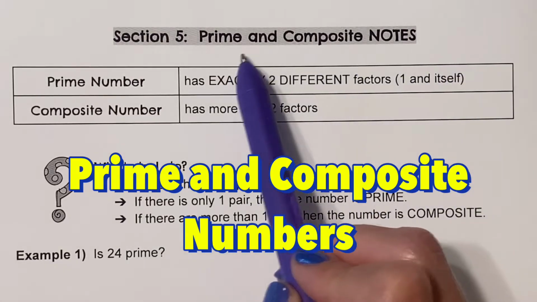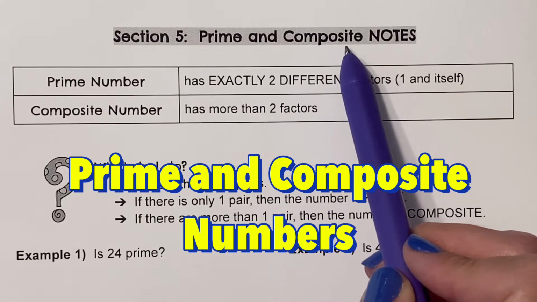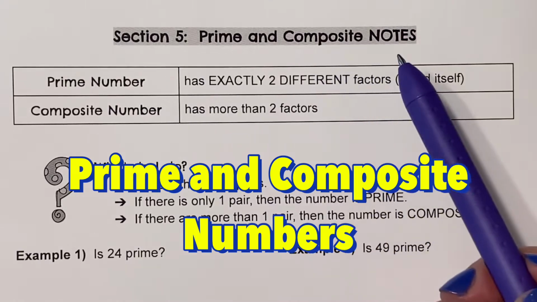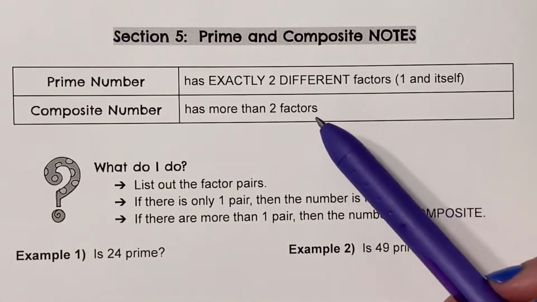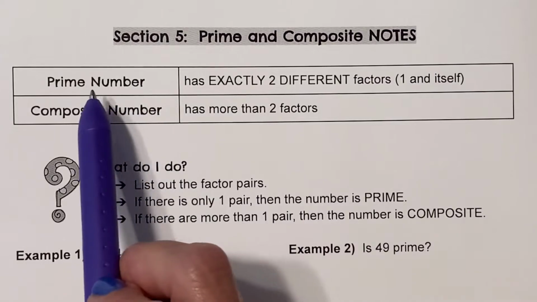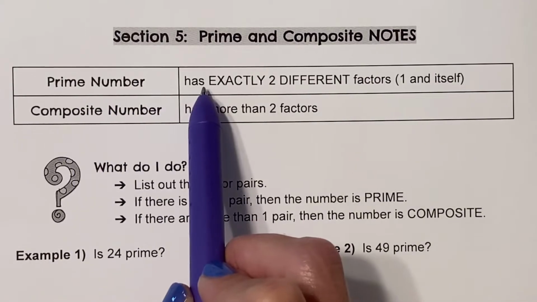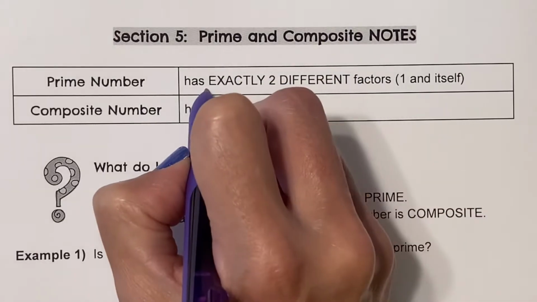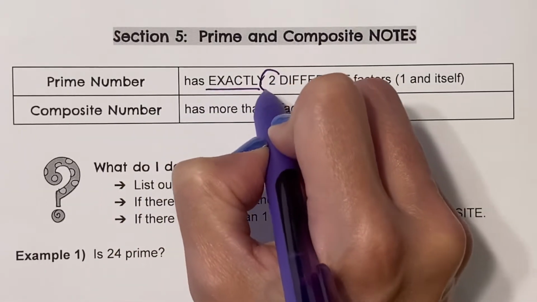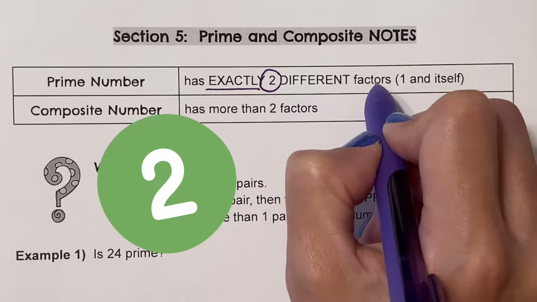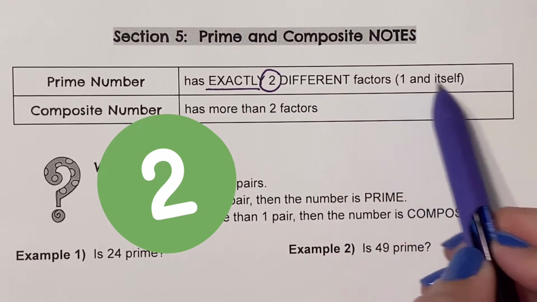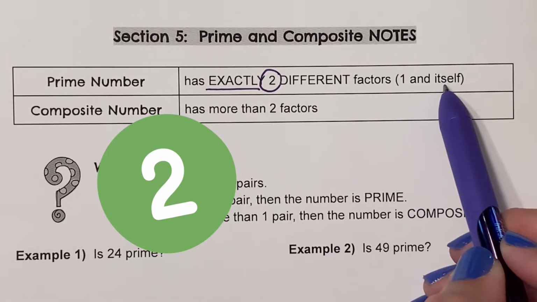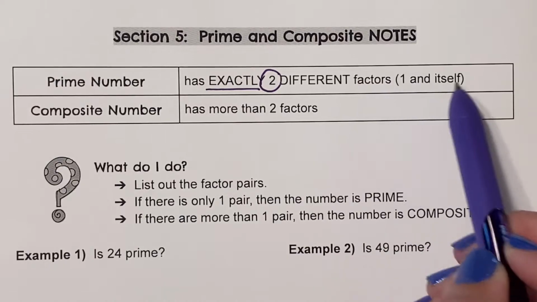Let's go over prime and composite. We're going to need to know about prime and composite in order to do our prime factorization in our next section. So a prime number, the definition of a prime number, it has exactly, no more, no less, two different or unique factors, which means one and the number itself. Only two factors, and the factors have to be different.